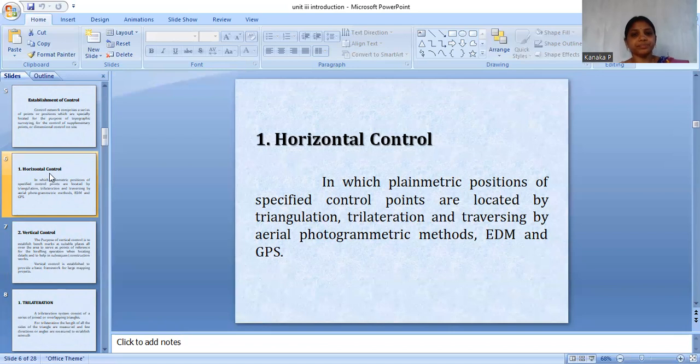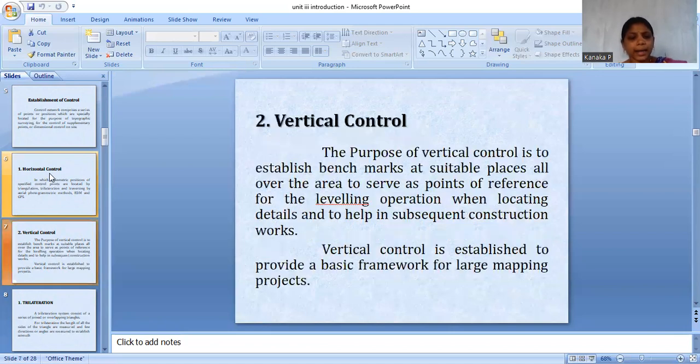Next is vertical control. Vertical control is established by determining the elevation of primary control stations or by establishing benchmarks. In extensive surveys, the primary vertical controls are established by precise leveling, and the secondary vertical controls, the elevations of the tower stations or benchmarks, are established by ordinary leveling.